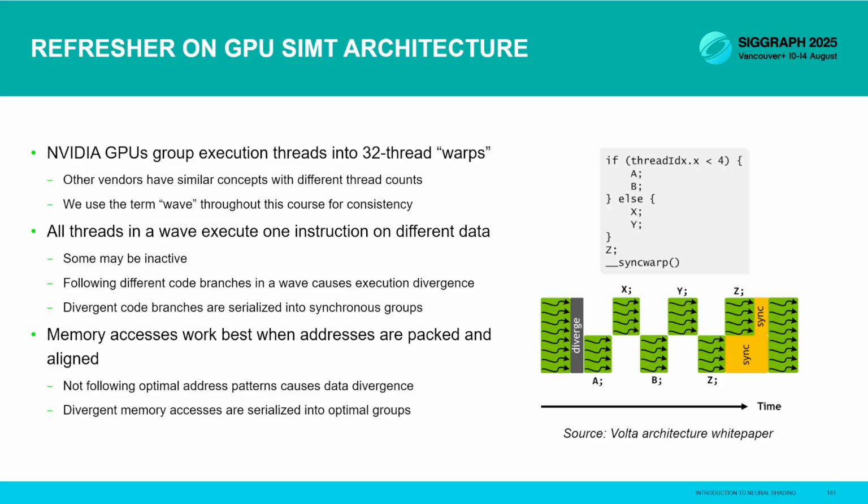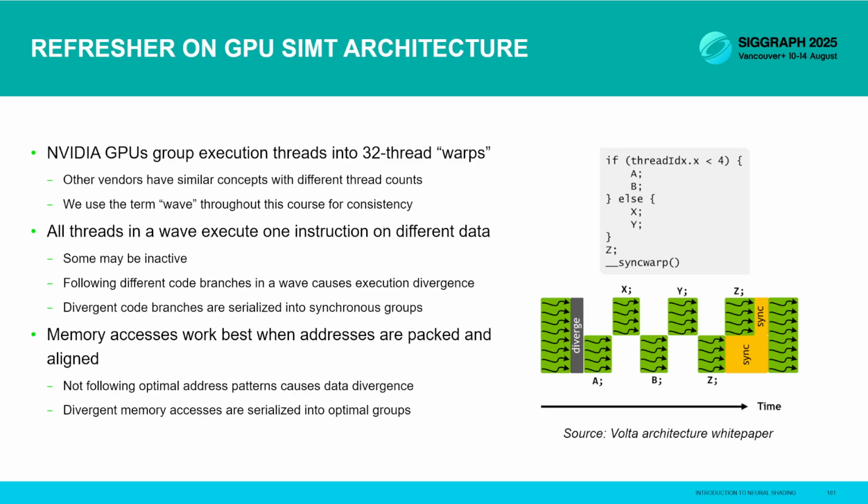So, what happens when different threads in a wave follow different execution paths? The answer is that all execution paths taken by different threads are serialized. In the example on the right, some threads take the first branch of the if and some take the second one. The SM will sequentially execute code from both branches, keeping some execution units inactive in both cases and then synchronize. This is obviously suboptimal and should be avoided to achieve best performance.